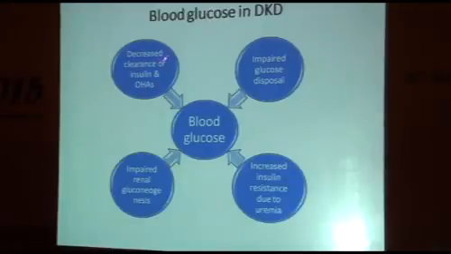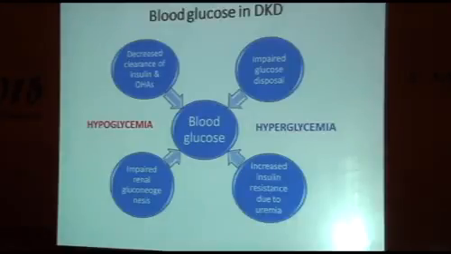So what are the primary mechanisms? The main ones will be the decreased clearance of insulin and OHAs, and impaired gluconeogenesis, and these will lead on to hypoglycemia. Concomitantly, there will also be impaired glucose disposal and increased insulin resistance. This insulin resistance is mainly contributed by the uremic toxins and the pro-inflammatory uremic state, and that will lead to hyperglycemia.